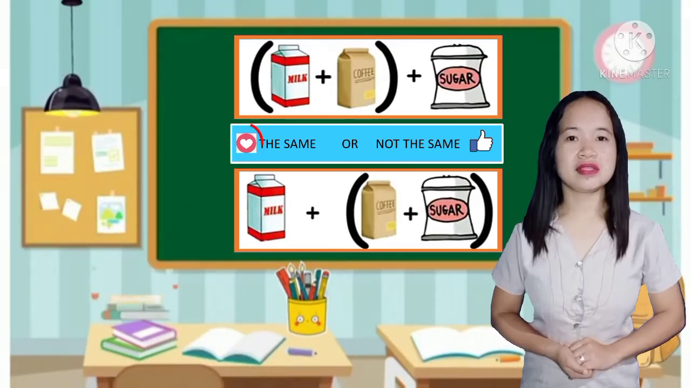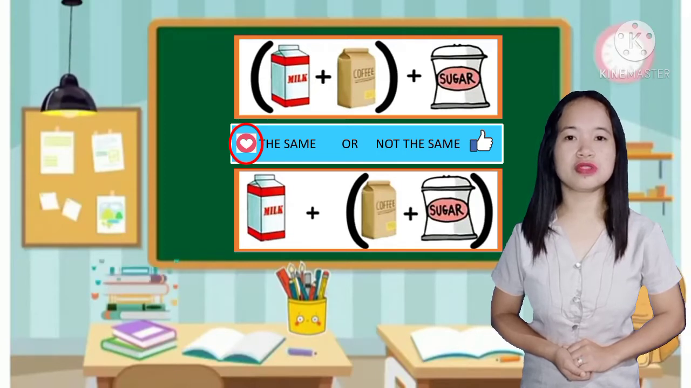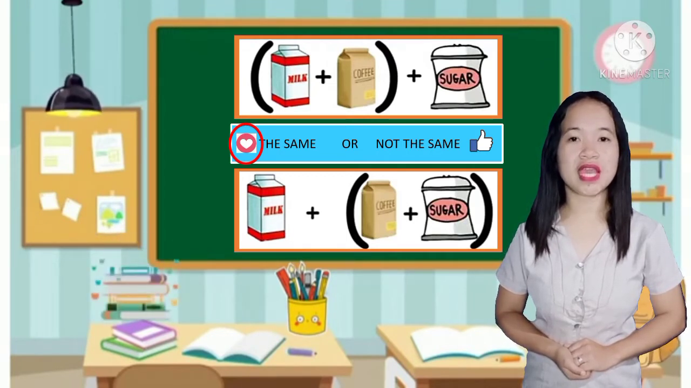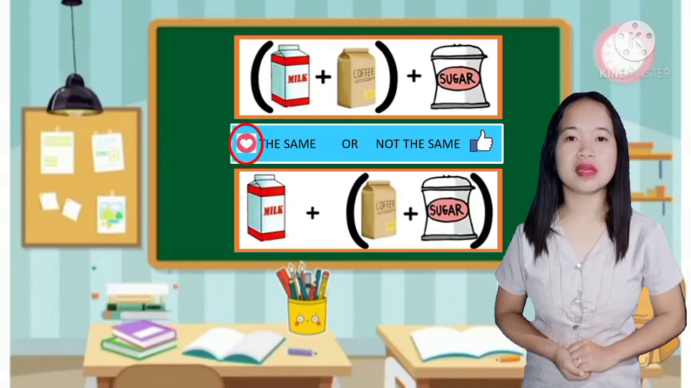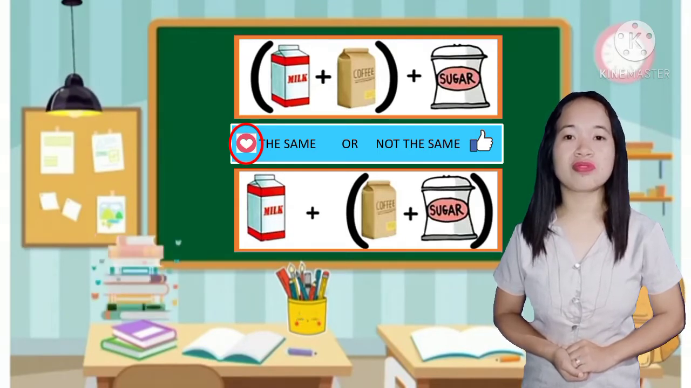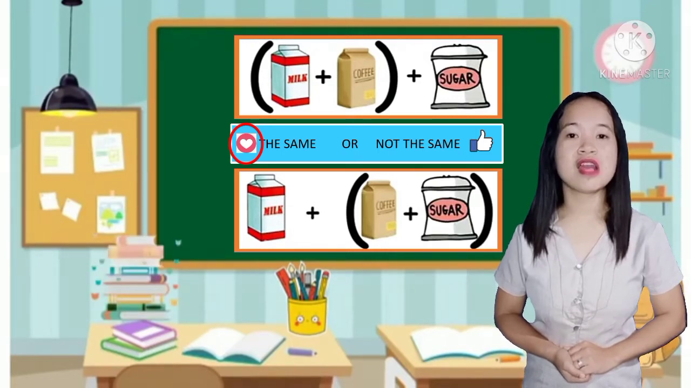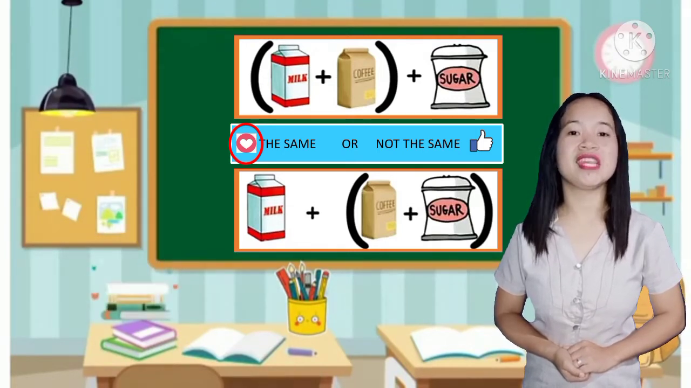The answer is a heart sign. In the first picture, you have to combine first milk and coffee before adding sugar. While in the second picture, you have to combine first coffee and sugar before adding milk. Whichever of the three should be first combined, it will always result to the same kind of coffee. Therefore, the answer is the same.